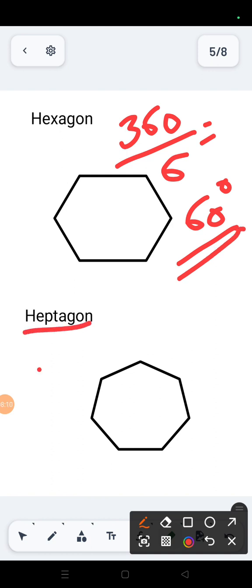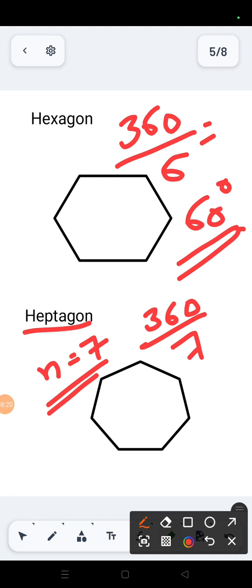Similarly, in the heptagon there are seven sides. So for each interior angle in the case of a heptagon, we will divide 360 degrees by 7. So its value will be 51 point something. It's each interior angle.